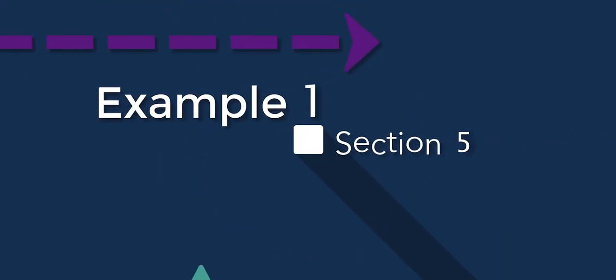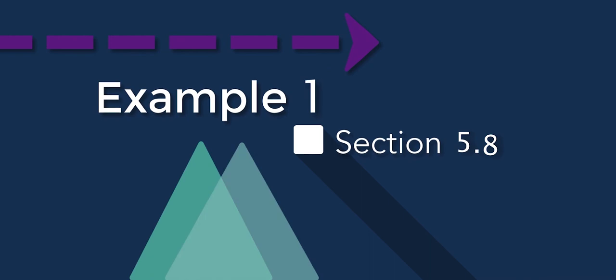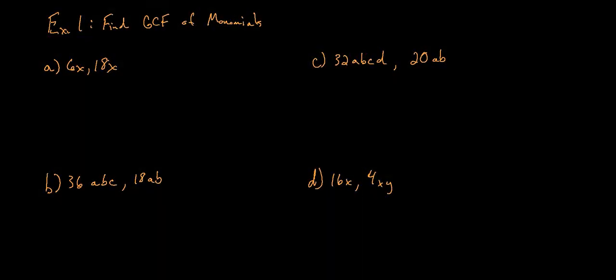With example 1, we're looking at what is one of the biggest parts of factoring linear expressions, and that's finding the greatest common factor of the monomials involved in those expressions. So we're given 4 parts to this problem. Each has terms in it that we're asked to find the greatest common factor.